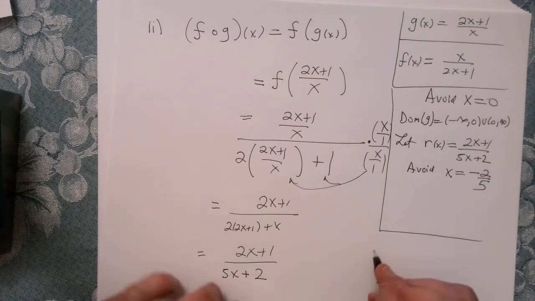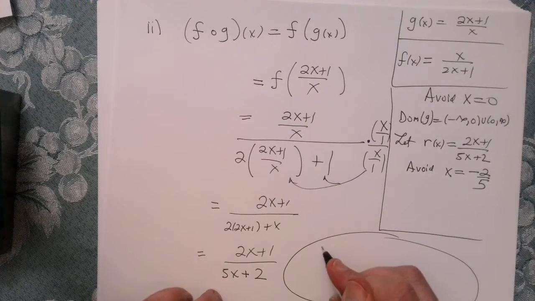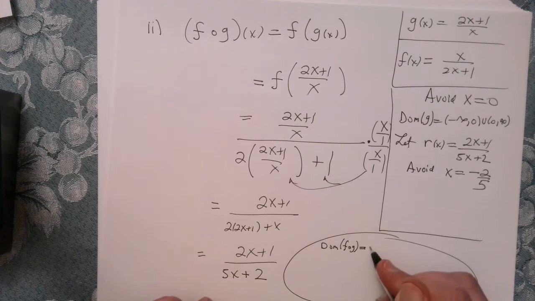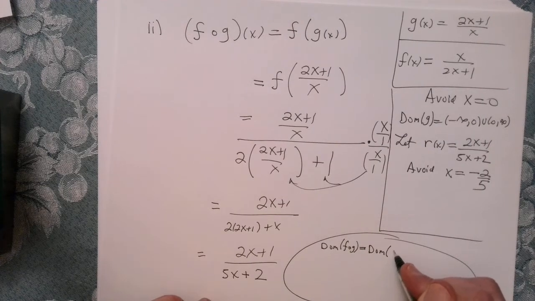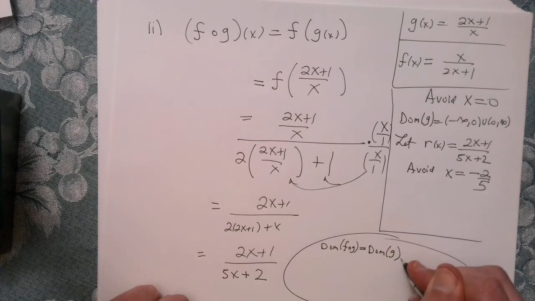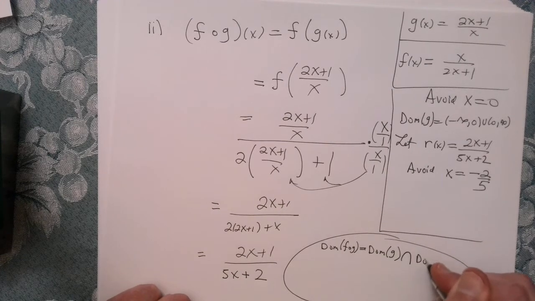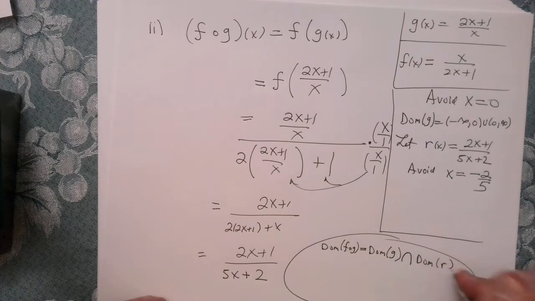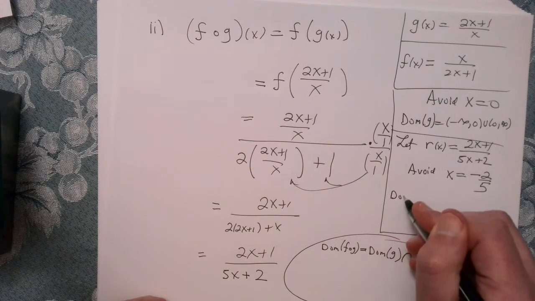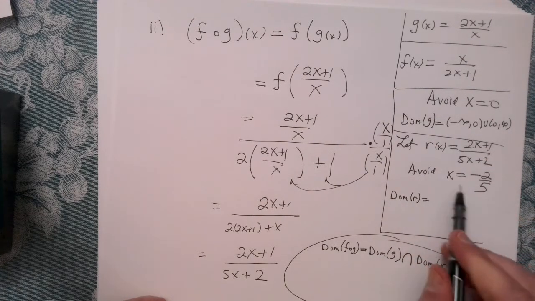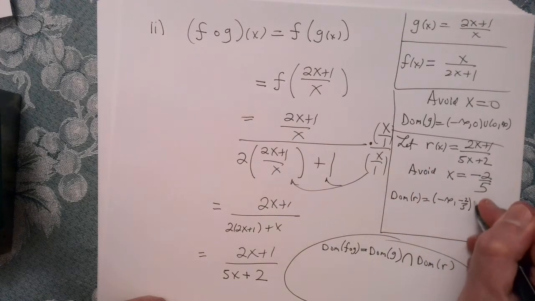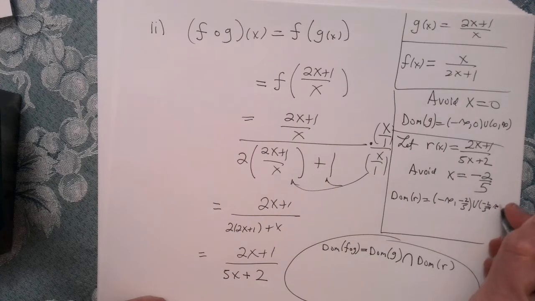And now for the overall domain. So the domain of f after g is exactly the domain of g, the starting inside function, intersecting with the domain of R. Remember, intersection looks for what's in common between the two sets. So what is the domain of R, by the way? I should probably write that down. So domain of R, minus infinity to minus 2/5, union minus 2/5 to infinity.